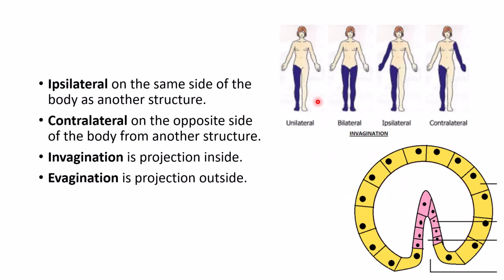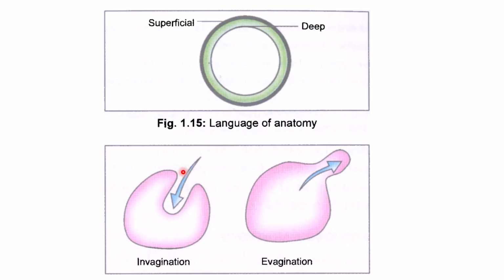Now in this diagram, this is a very good diagram in which you can see that this is unilateral, of one side. This is bilateral, of both sides. Bi means both, two sides. Then this is ipsi. Ipsi means same side, upper limb and lower limb of the same side. Then contralateral is of the opposite side. For example, they are talking about the right lower limb and the left upper limb. So this is contralateral. Then we will talk about invagination and evagination. Invagination means it is projecting inside, and when this pink area is projected outside, that will be evagination. That is the projection outside. You can see here in this diagram, this is the invagination.